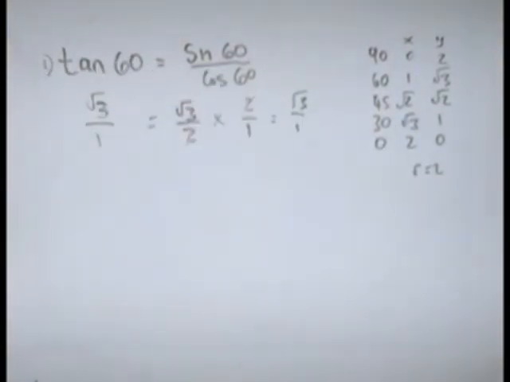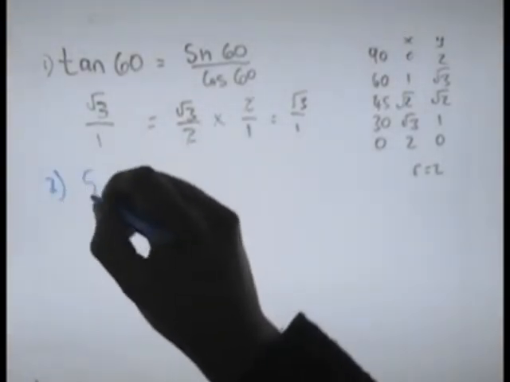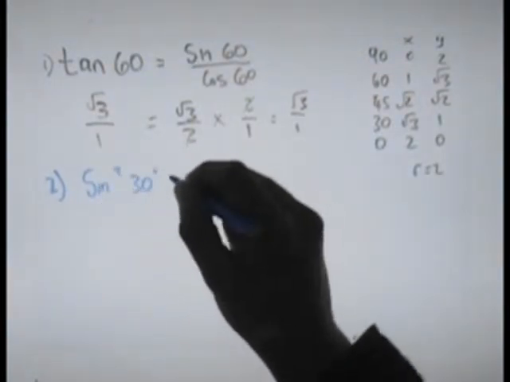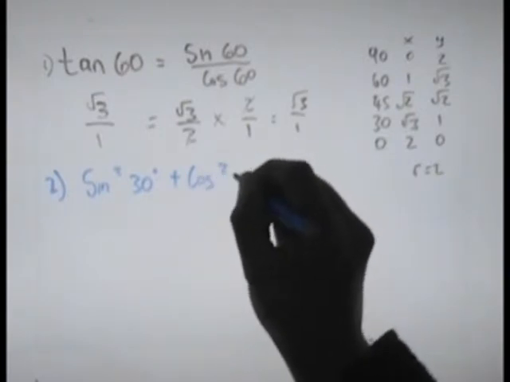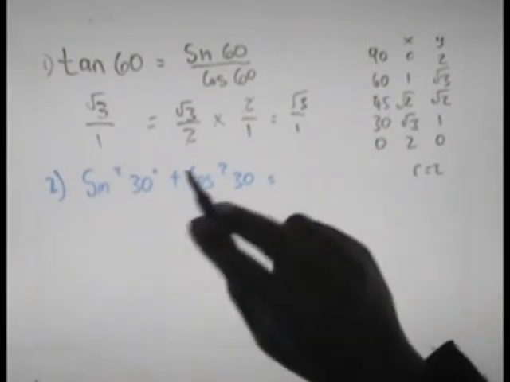The second example I'm going to look at is that of the square identity sine squared x plus cos squared x is equal to 1. Now let's look at that. I'm going to work with sine squared of 30 degrees plus cos squared of 30 degrees, and let's see what that is going to equal.